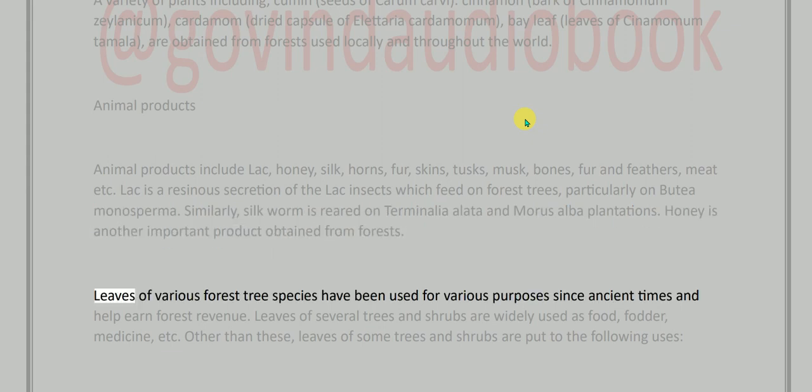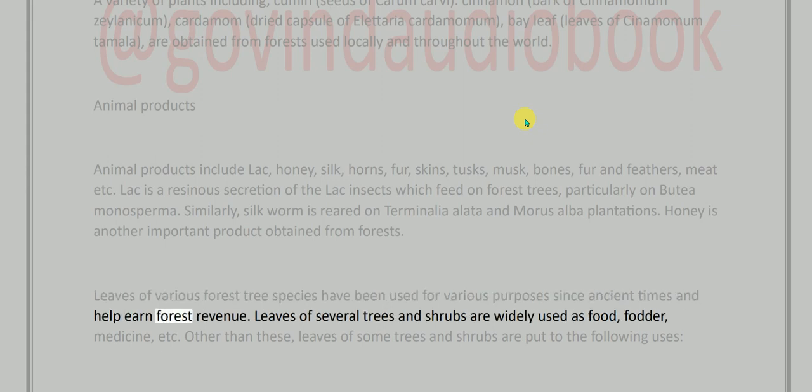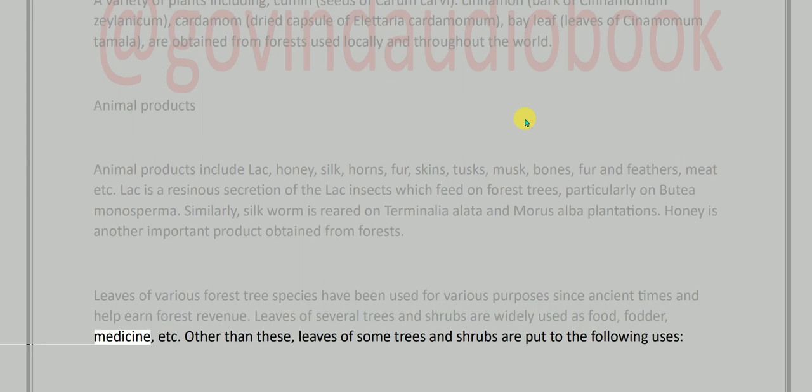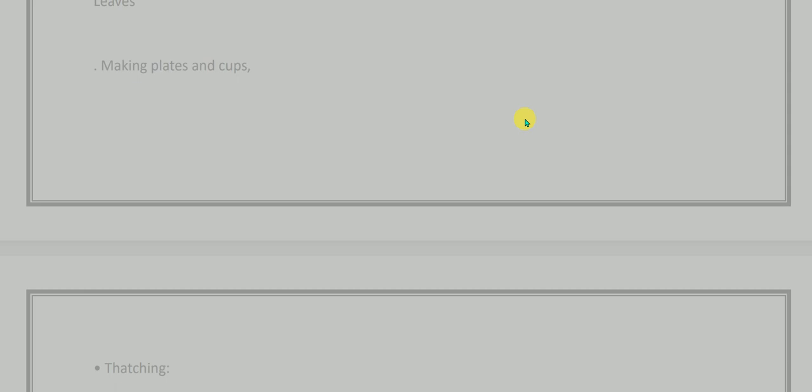Leaves of various forest tree species have been used for various purposes since ancient times and help earn forest revenue. Leaves of several trees and shrubs are widely used as food, fodder, medicine, etc. Other than these, leaves of some trees and shrubs are put to the following uses: making plates and cups, thatching, basket making, umbrella making, and bidi leaves for smoking.